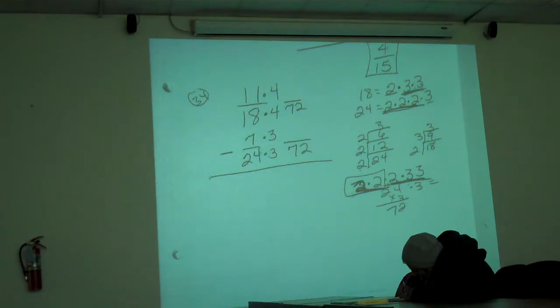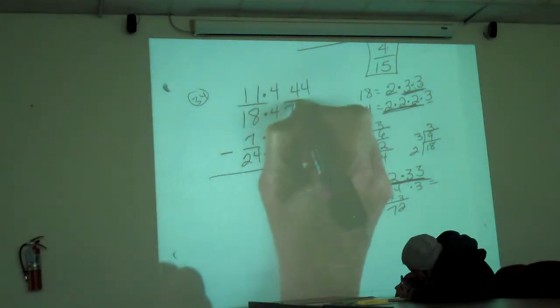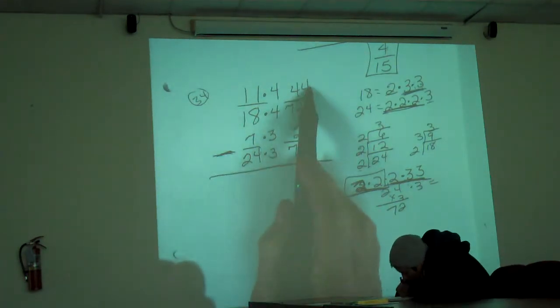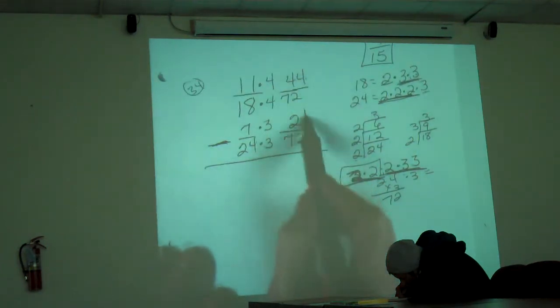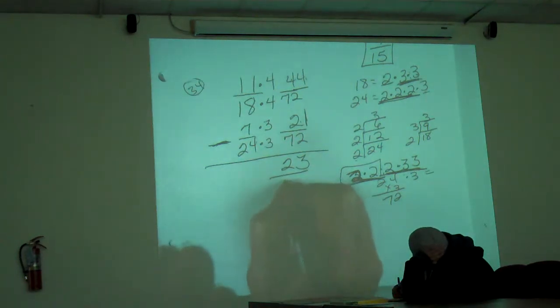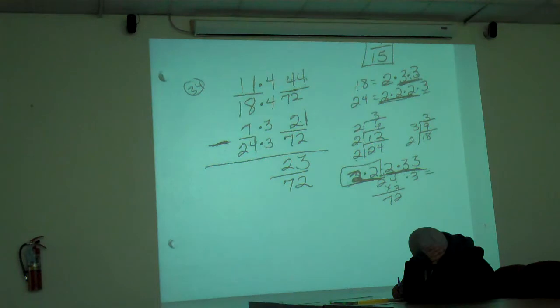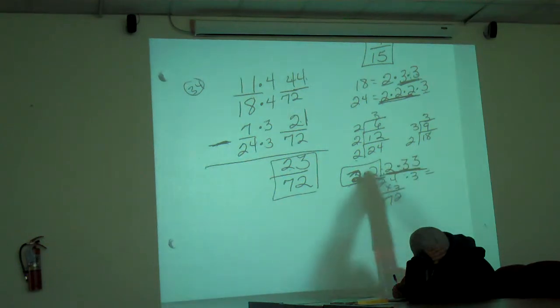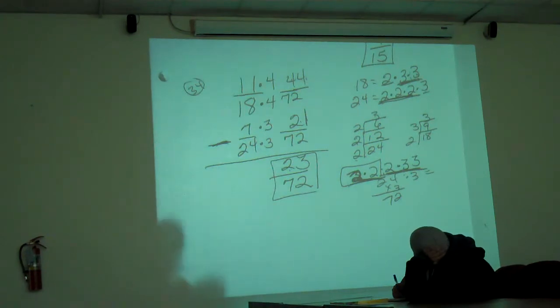Okay? Now 11 times 4, 44. 7 times 3 is 21. We're subtracting. 44 minus 21. 4 minus 1 is 3. 4 minus 2 is 2. The common denominator stays on the bottom. Okay, 23 is a prime number, so you cannot divide it by anything. So you know if that's a prime number, you are done. Even though 72 divided by a lot of those, 23 is not going to divide by any of those. So that would be the final answer right there.